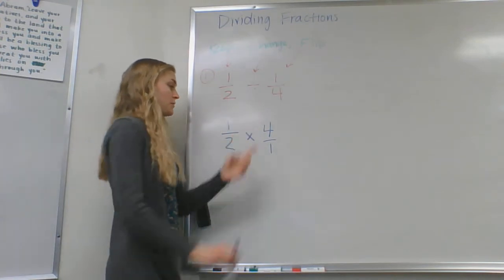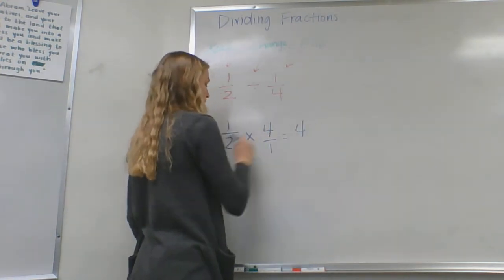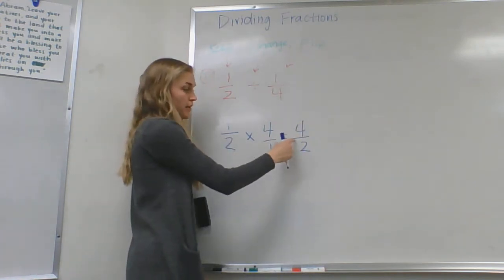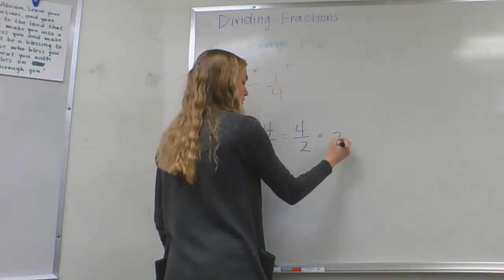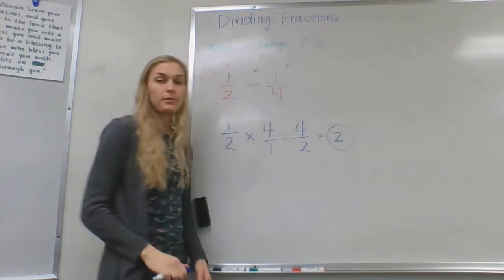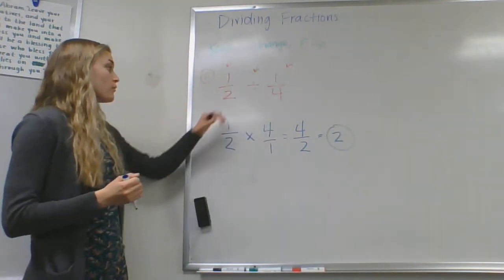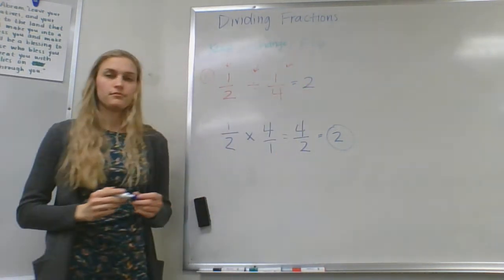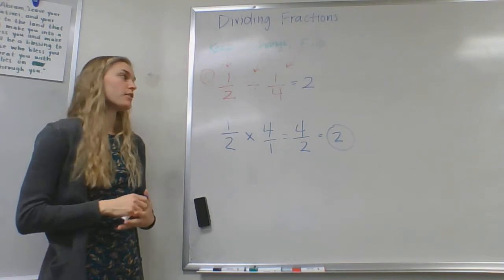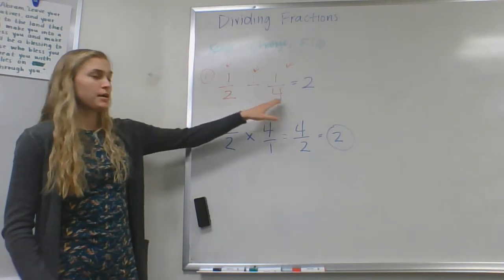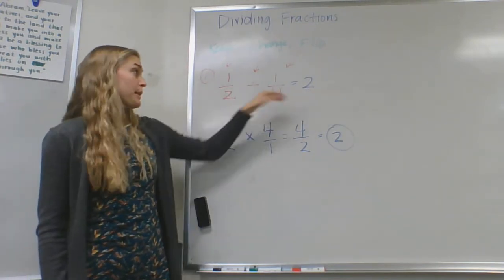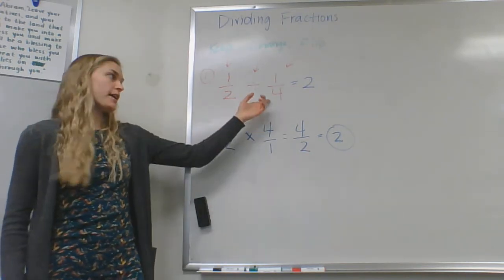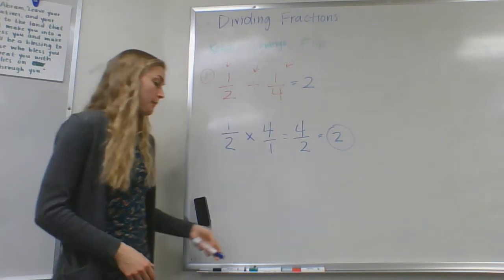So we got 1 times 4, which is 4, and 2 times 1, which is 2. 4 divided by 2 equals 2. So that would be our answer. So 1/2 divided by 1/4 equals 2. And that makes sense because we talked about the other day, if you divide by something less than 1, it will indeed get bigger. And so it might seem weird that we got a number bigger than we started with, but we're dividing by a fraction, so it's going to happen.